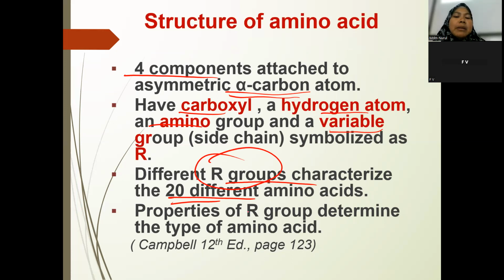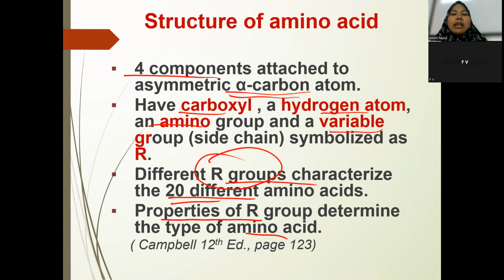And thus, the property also will be determined by the R group. Maksudnya jenis-jenis amino acid is also determined by the R group. Alright. Okay. So, ni dah salin? Ni ada kena salin? Dah.